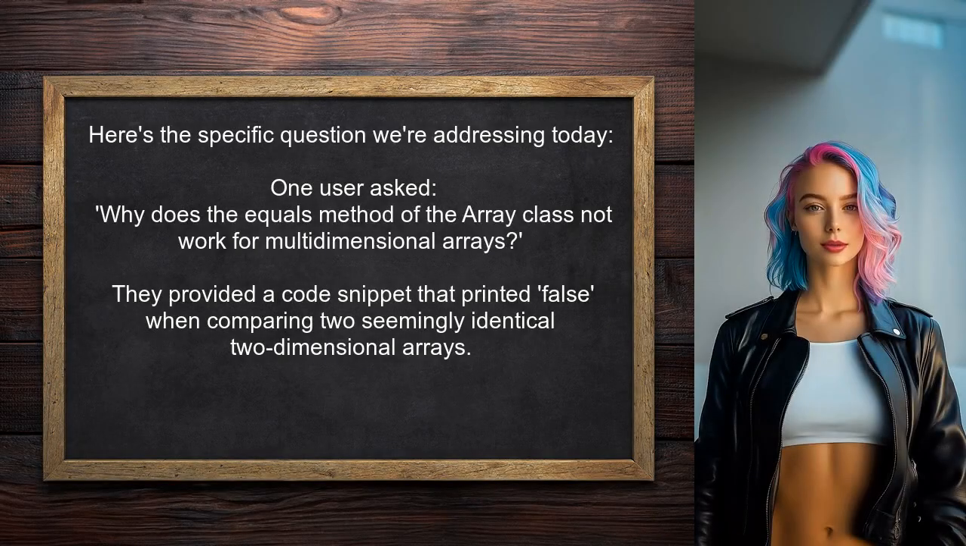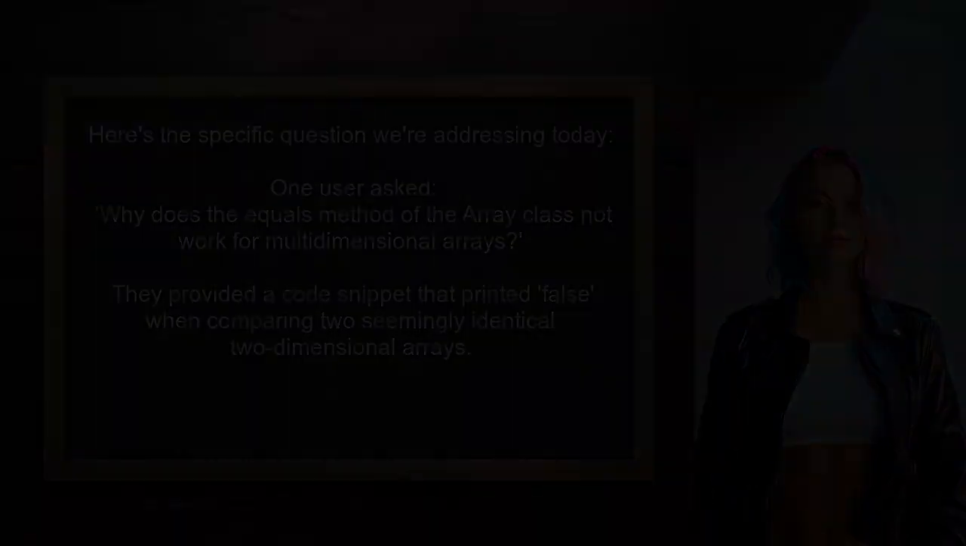Here's the specific question we're addressing today. One user asked, why does the equals method of the array class not work for multidimensional arrays? They provided a code snippet that printed false when comparing two seemingly identical two-dimensional arrays. Sound familiar? Let's explore this together.